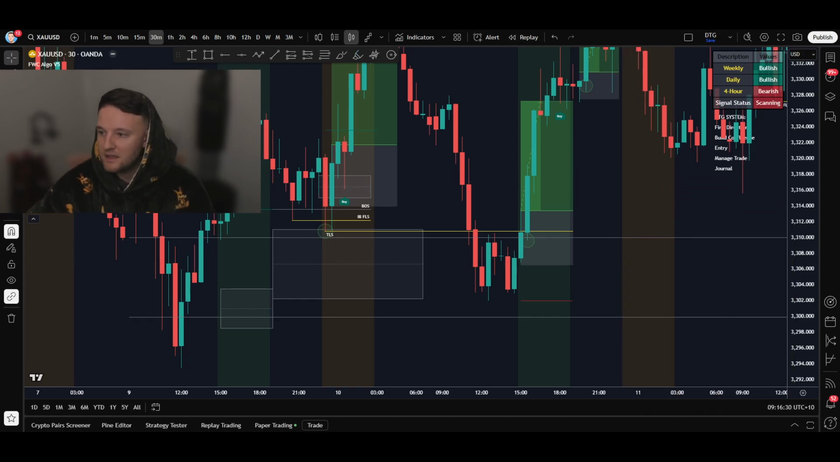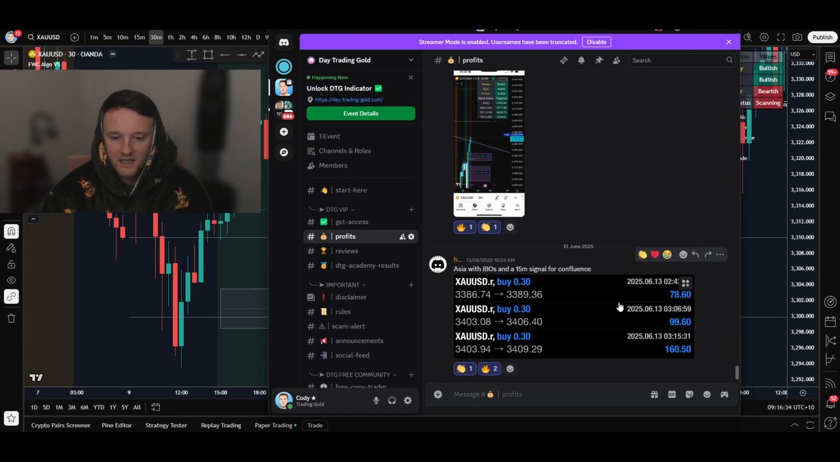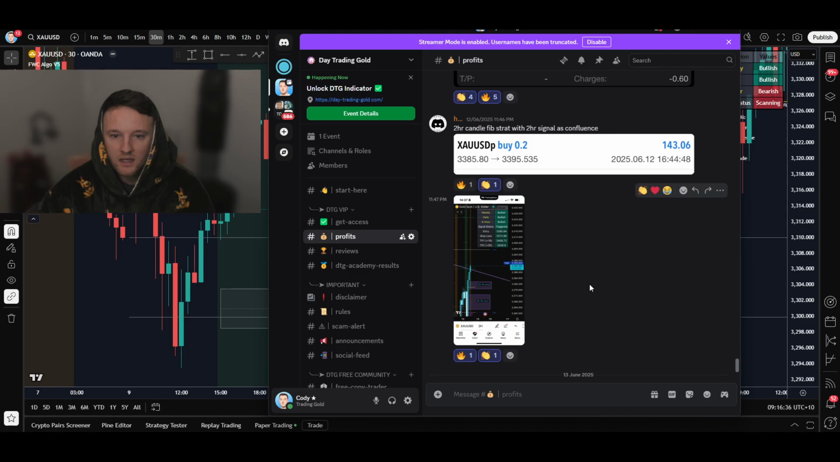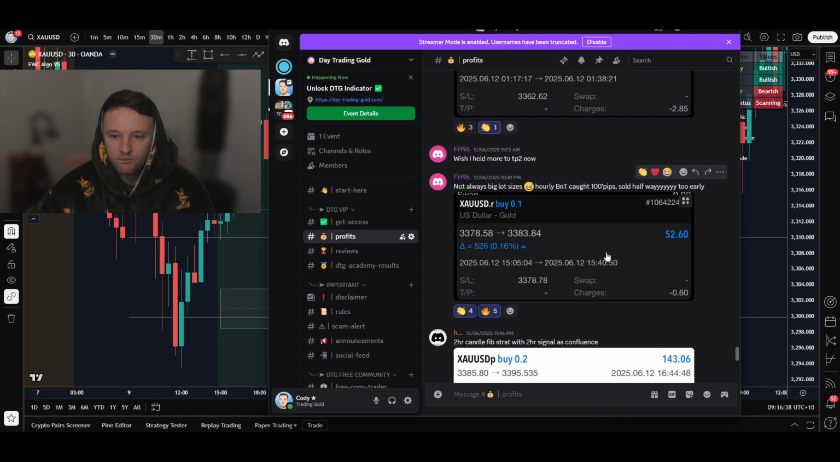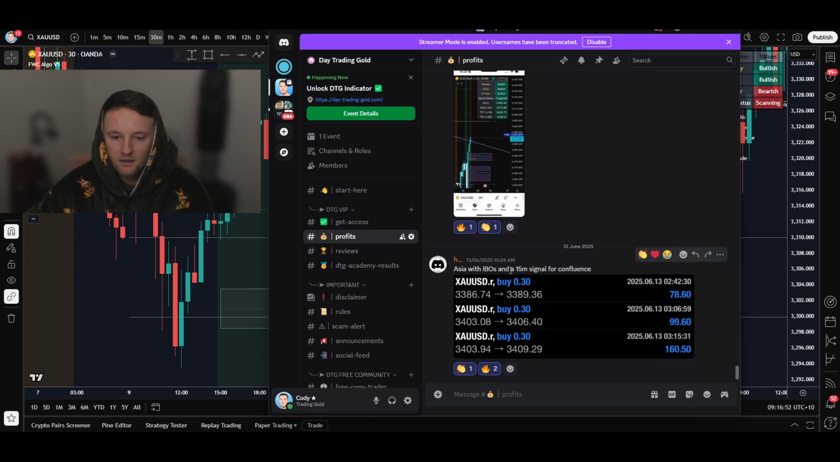If I bring up the Discord right here and I go to the profit section, you're going to see people talking about BNT, right? Break and tap. This is one of the entry models, okay? BNT, break and tap. Here is the other entry model. This is a signal. That's your other entry model. And IBO. That is the other entry model. So those are the 3 entry models, right?